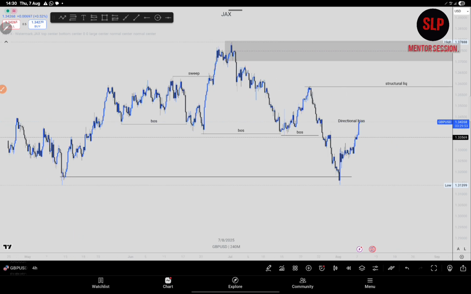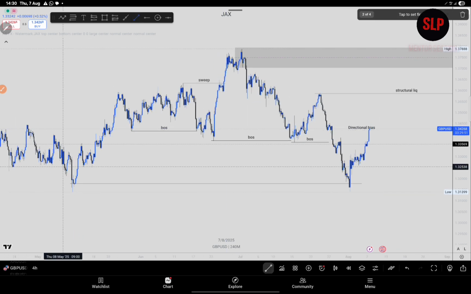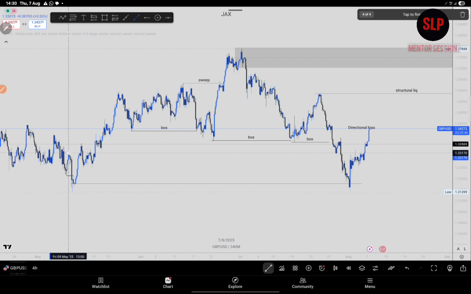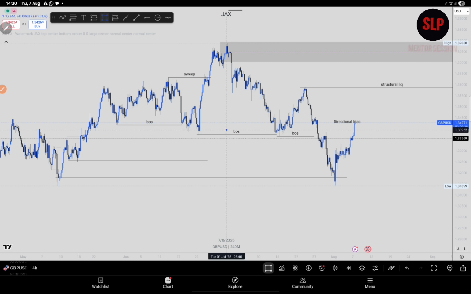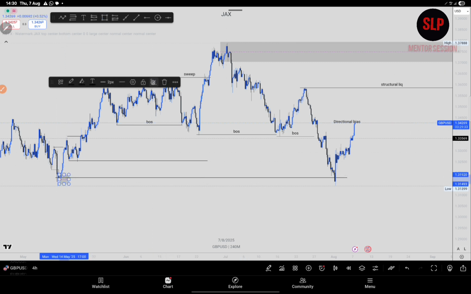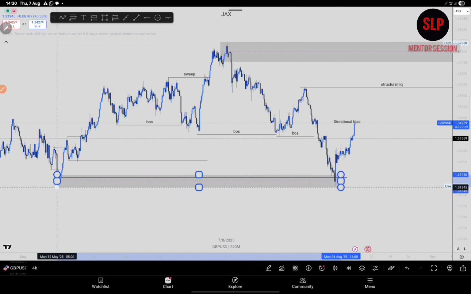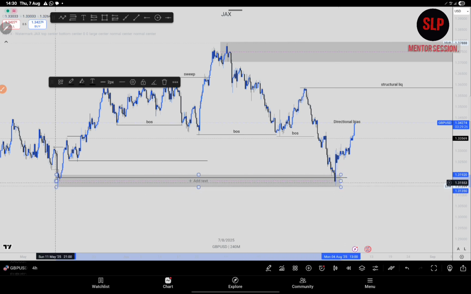So just look at this same stuff. Sweep, break of structure, break of structure, and structural liquidity is a valid POI for buys. Now the market mitigated this POI. We won't enter aggressively because the market has been selling, creating lower highs and lower lows.